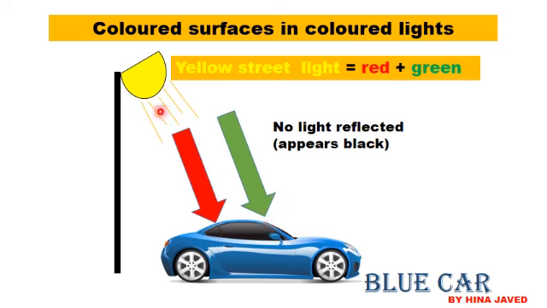Blue car under yellow street light will absorb these two colors. Red color will be absorbed by the blue car. Green color will also be absorbed by the blue car. There is no color reflection. It means a blue car under yellow street light appears black because there is no light reflected.